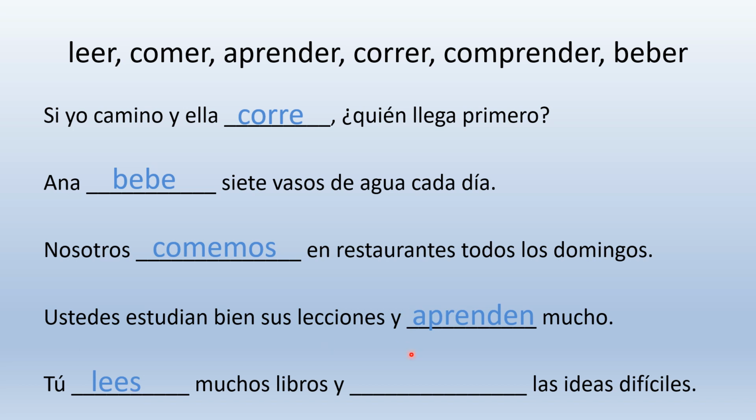Y difficult ideas, hard ideas. You understand hard ideas, difficult ideas? Comprendes. So let's read that again. Tú lees muchos libros y comprendes las ideas difíciles. You read a lot of books and you understand difficult ideas. Excelente, amigos.